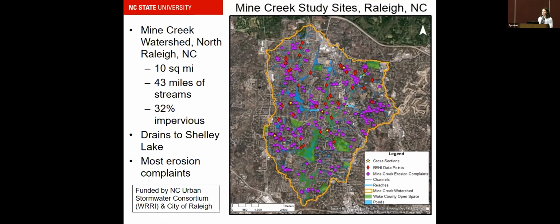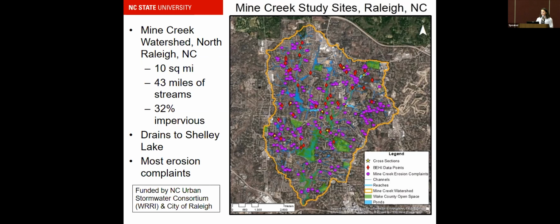So moving on to the last part of my project, this is in Mine Creek Watershed, which is in North Raleigh. And this part of the project is looking at validating the positive openness layer. Is it accurate at identifying where there's erosion? So for this watershed, we picked it because it had the most erosion complaints in Raleigh. And that was one of the factors we were trying to see if erosion complaints could be used to indicate where erosion is.